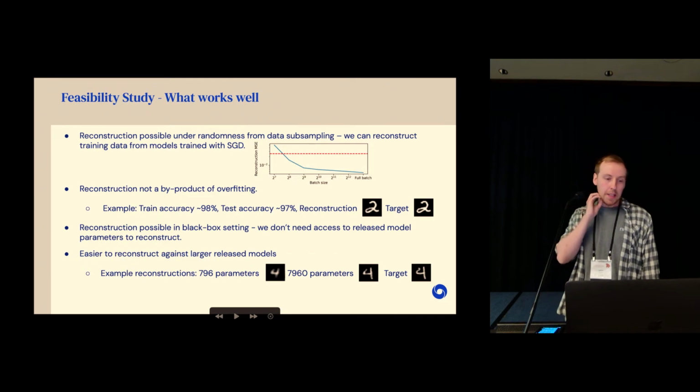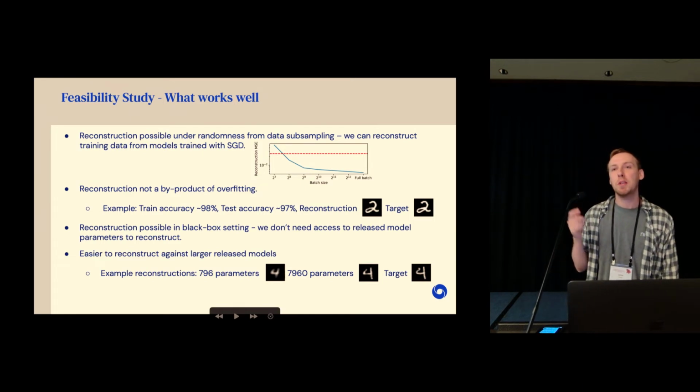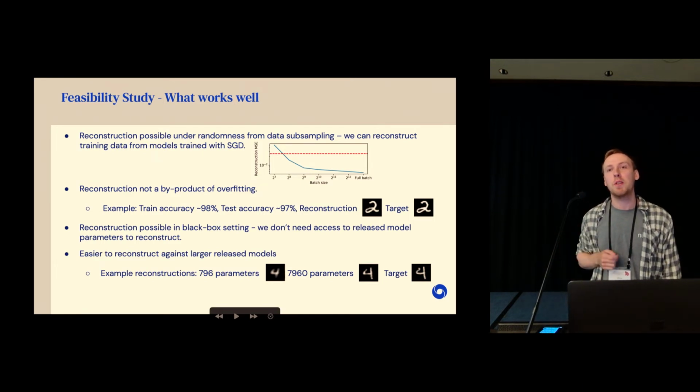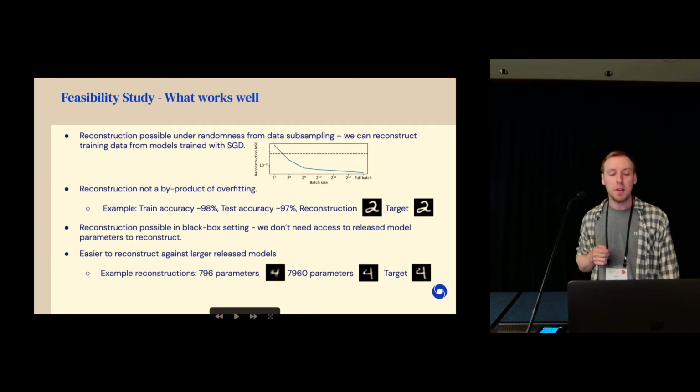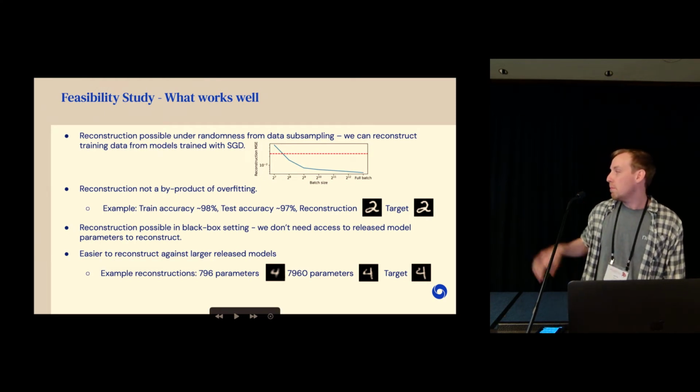Next, it's easier to reconstruct against larger models. If there are enough parameters in the release model to store information about your training points, then these reconstruction attacks become possible. So here's an example of that.